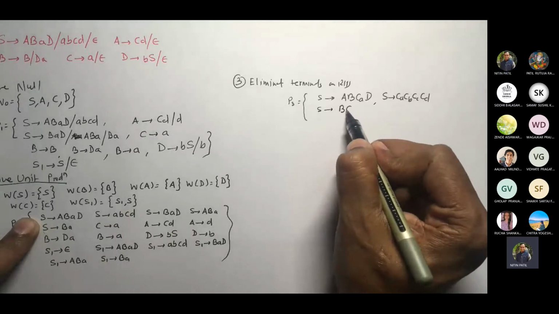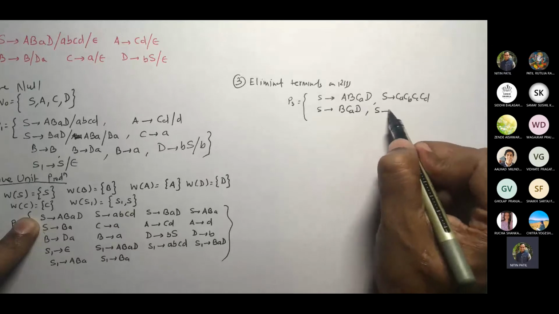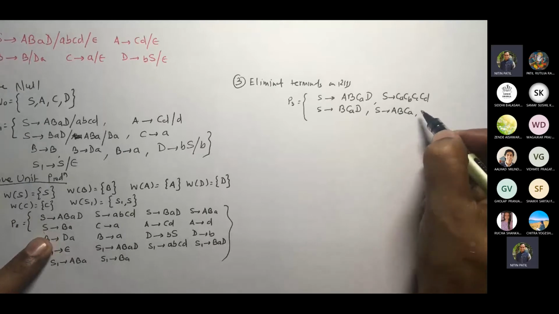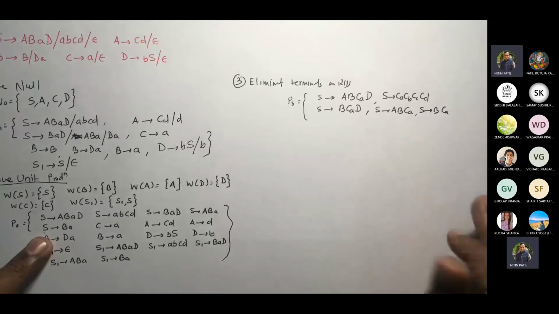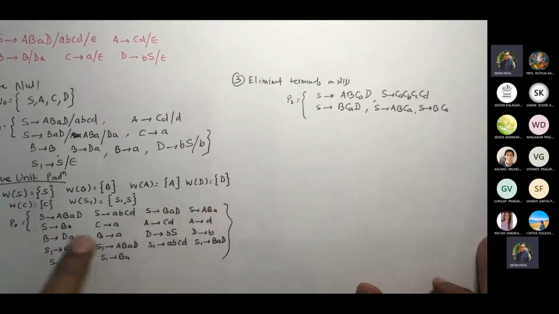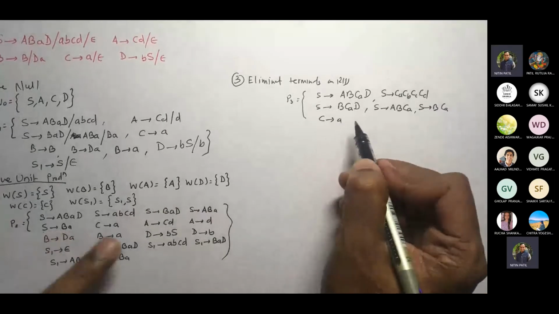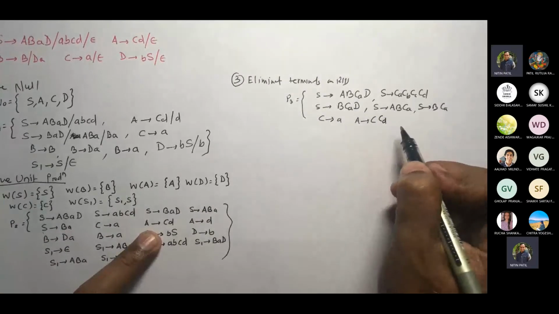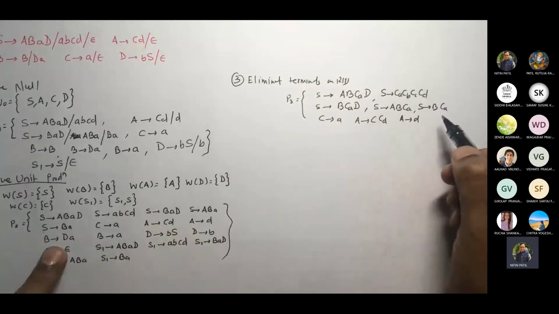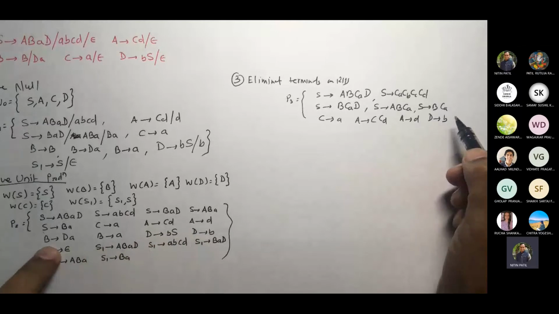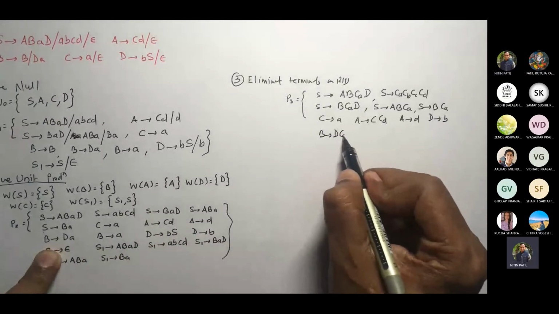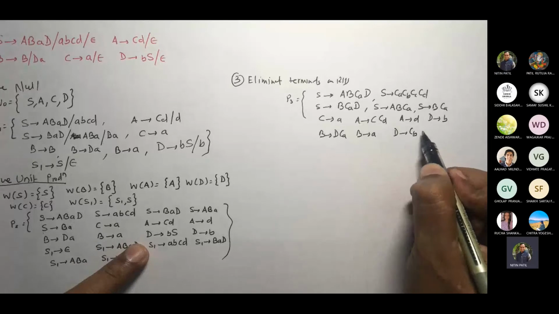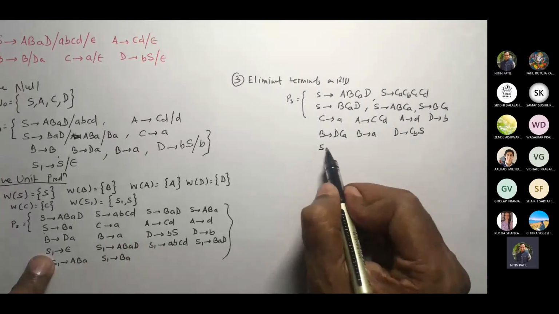S gives B, CA, D. S gives A, B, CA. Correct? S gives B, CA. Correct? So we work with this, and this. Done. So C gives A, CD, so CCD. A gives D. Let me write D gives B to this one. So B gives DCA. B gives A. D gives CBS. S1 gives epsilon.